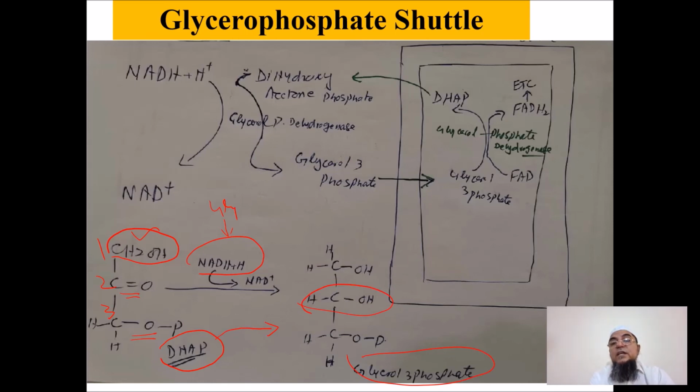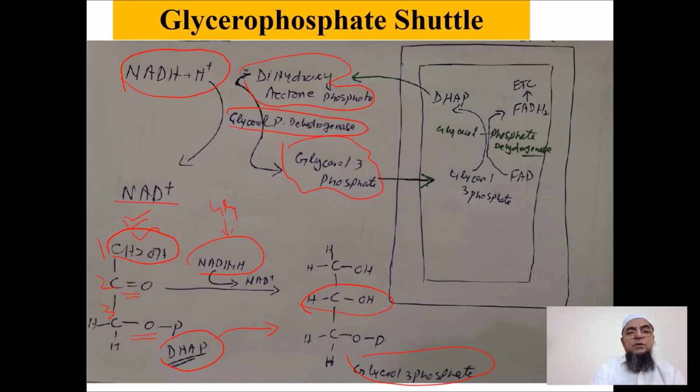Now the glycerol 3-phosphate can easily cross the mitochondrial membrane. So now let's see here. Any metabolic process that gives NADH in the cytoplasm, and you want to transfer this into the mitochondria, what will happen? NADH will give 2 hydrogen to dihydroxyacetone phosphate, like this one. And when dihydroxyacetone phosphate accepts the 2 hydrogen, it will convert into glycerol 3-phosphate. The enzyme is glycerol phosphate dehydrogenase. NADH will convert into NAD. This is reduced, this is oxidized. Now this glycerol 3-phosphate will cross the mitochondrial membrane and enter into the mitochondria.